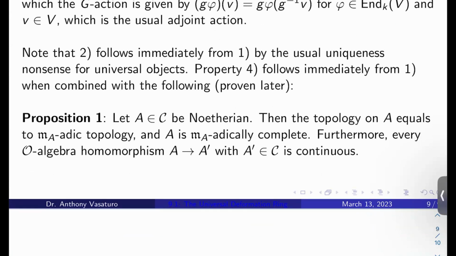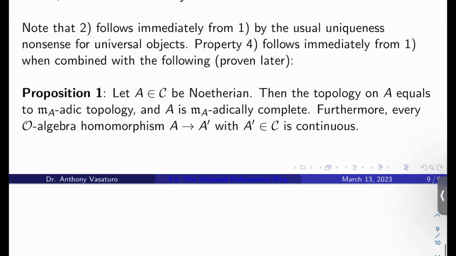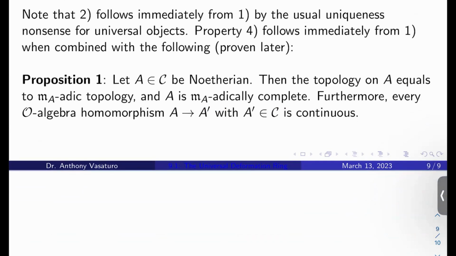Here's the proposition. Proposition 1: Let A in C be Noetherian. Then the topology on A equals the m-adic topology, and A is m-adically complete. This is like a standard abstract algebra exercise, I would say. Maybe not exercise, but it's a standard kind of commutative ring theory fact. Furthermore, every O-algebra homomorphism A to A prime with A prime in C is continuous.